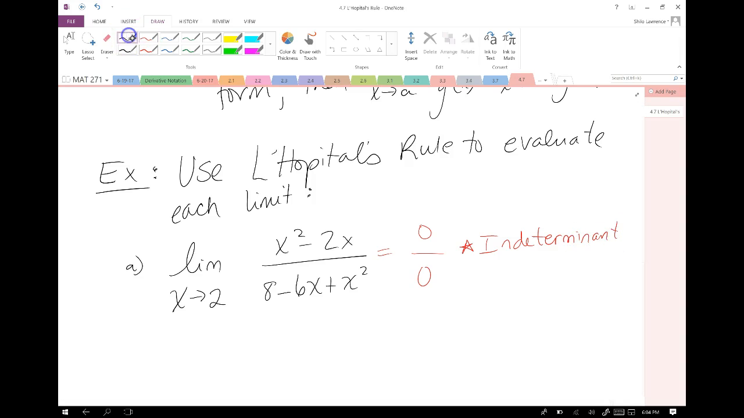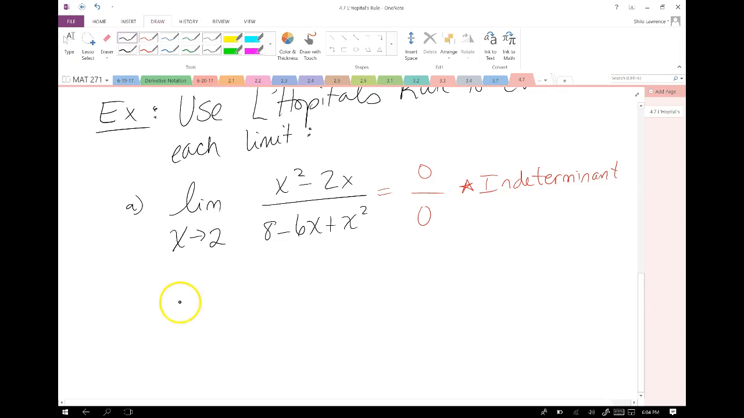So L'Hopital's rule says, fine, you can take the derivative and try again. So I'm going to do the limit as x approaches 2 for 2x minus 2. That's the derivative of x squared minus 2x. And in the bottom, the derivative is negative 6 plus 2x. And I'm going to plug 2 into that and see what I get.